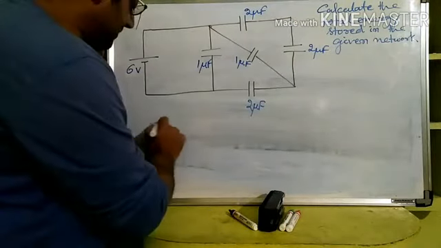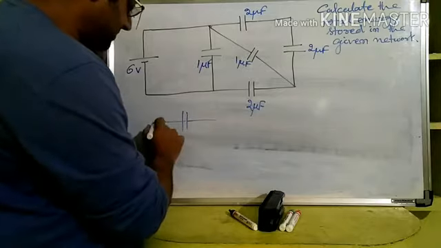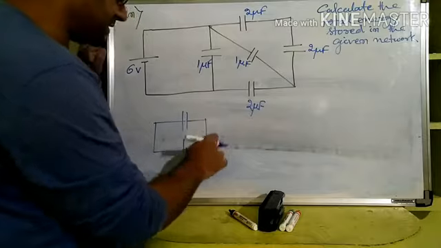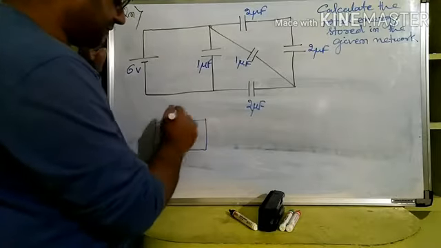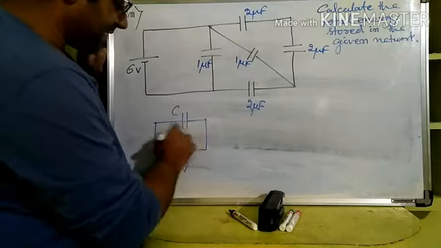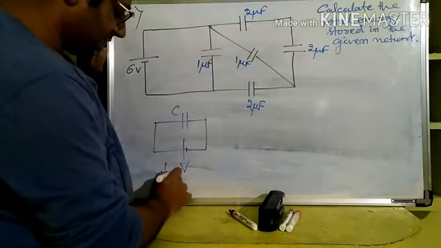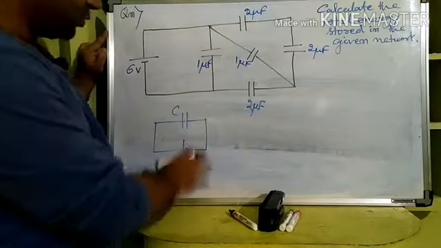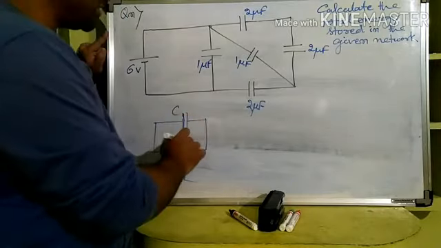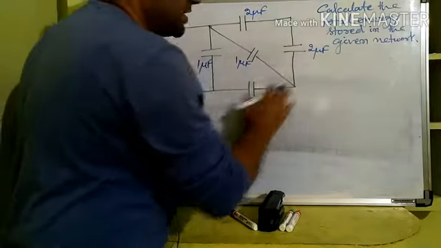Now if there is only one capacitor and there is a voltage supply, then if we know the capacitance of that capacitor and what the voltage is, we know that the energy stored in the capacitor is equal to half CV squared. We know this, but that would be easy if there was only one capacitor. However, here a network is given.